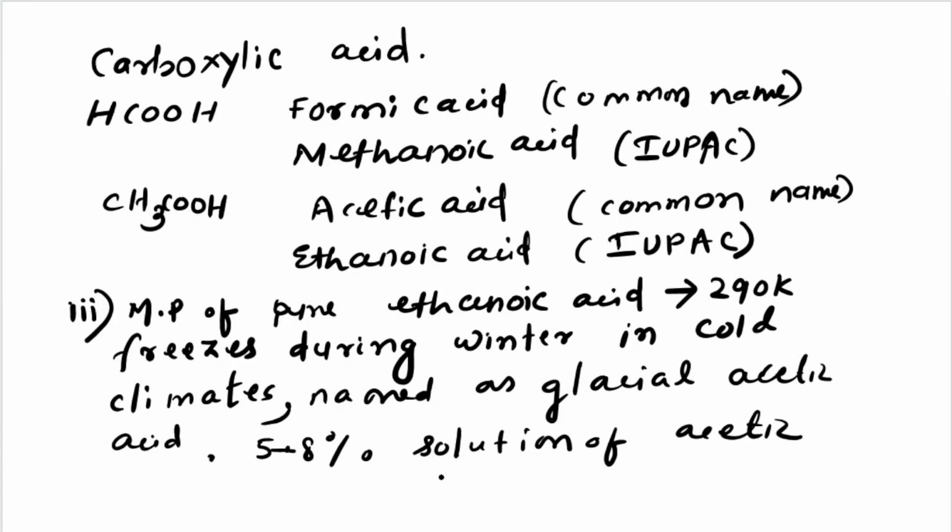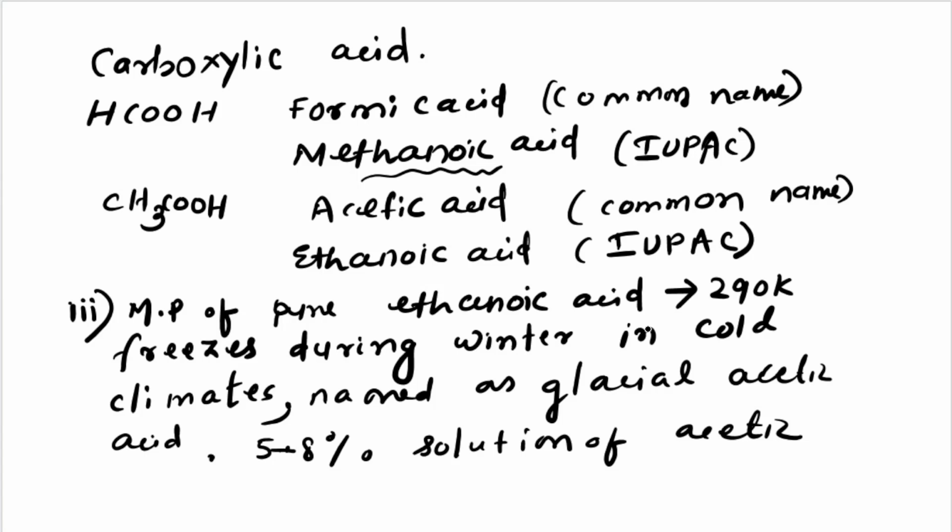Example, HCOOH, that is formic acid, common name, and methanoic acid, that is IUPAC name. CH3COOH: here see, in the first compound there is 1 carbon, in the second compound 2 carbons. This is acetic acid, common name. Ethanoic acid is the IUPAC name. Similarly, here you will also remember the melting point of pure ethanoic acid, 290 Kelvin.